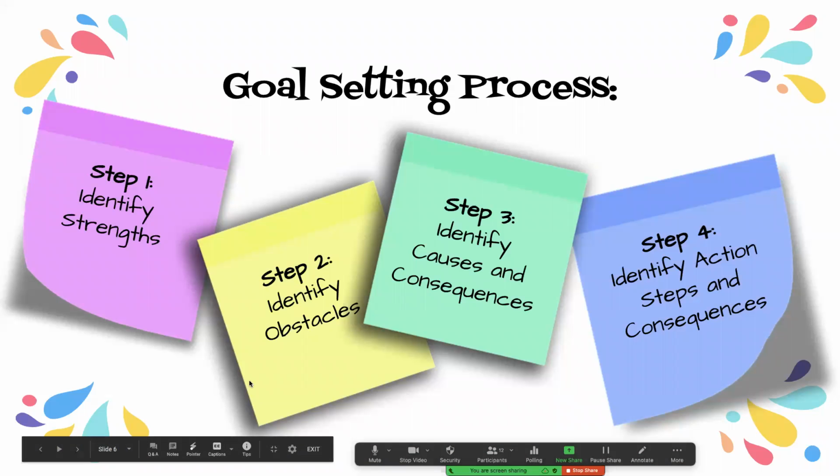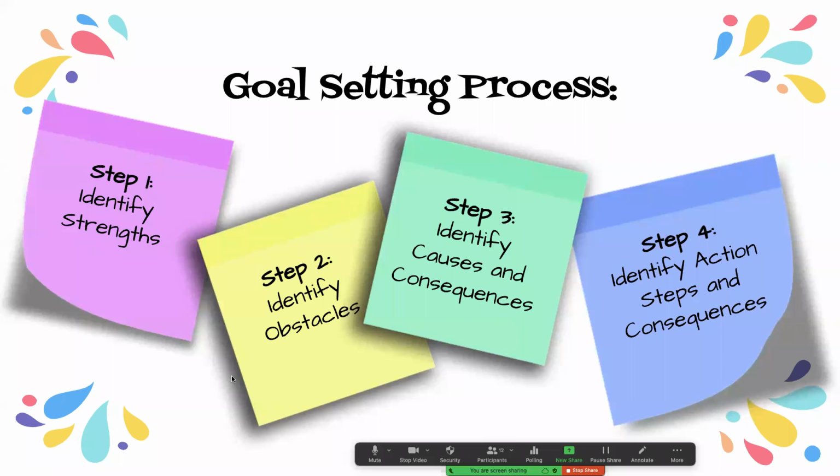So one way we help them with this process is by setting up a really linear way for students to look at it, right? So here's a goal setting process that you could use with students. First, we're going to identify strengths. Then second, identify obstacles. Then look at the causes and consequences. What causes things to happen and what are the consequences?